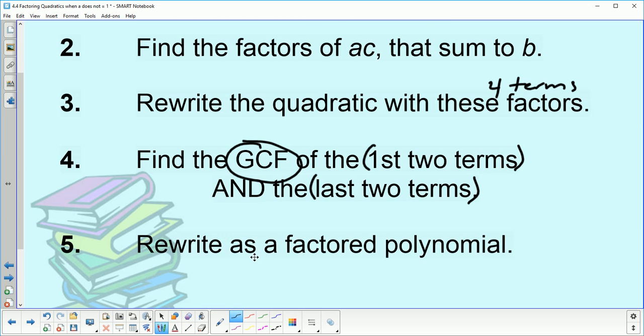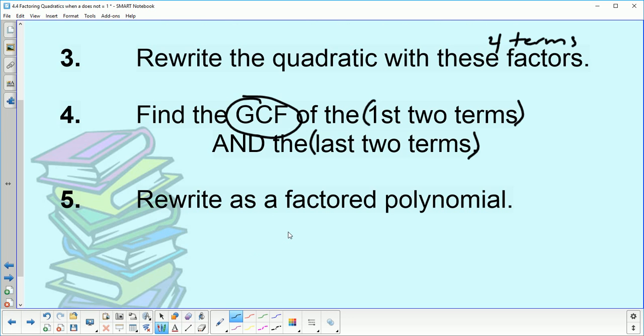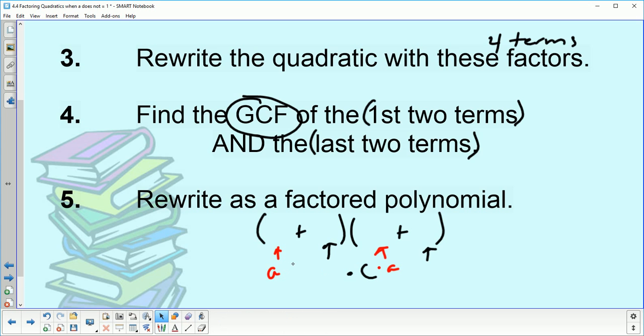And then finally, you're going to rewrite as a factored polynomial. Now, anytime we rewrite something as a factored polynomial, especially a trinomial, it is going to be the product of 2 binomials, remember. It's just going to be like 2 things added together, where these last 2 have to multiply to c, and these first 2 have to multiply to a. Now, it doesn't mean that each one is a. It means that when you multiply the 2 together, you get a.